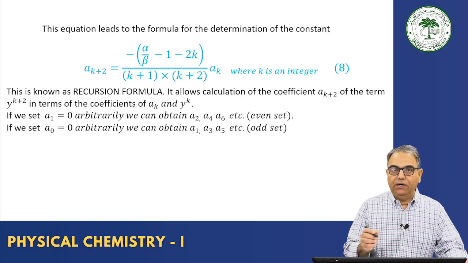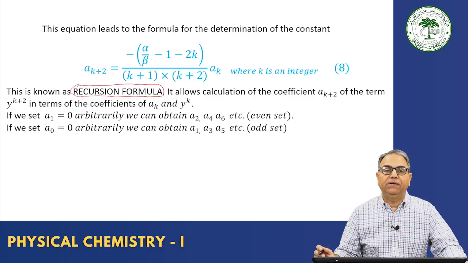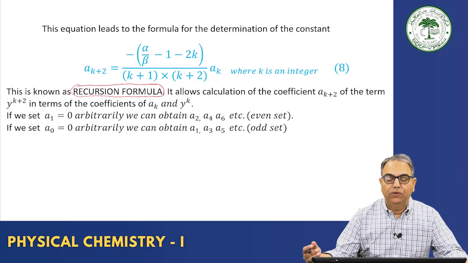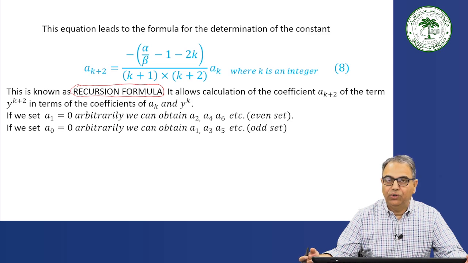This equation is called the recursion formula. This is known as the recursion formula. Again, this is a term which we will use time and again, with which you can generate many different terms. Ak plus 2: put k is equal to 0 and you will get a2. Put k is equal to 1, you will get a3. Put k is equal to 2, you will get a4. Put k is equal to 0, 1, 2, 3, and you can generate different terms.